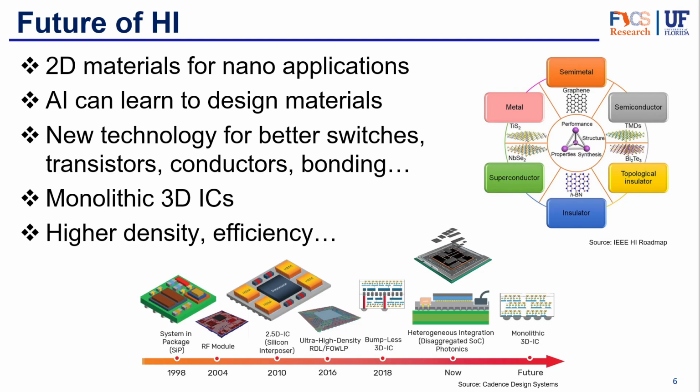And then finally, as always with technology and with packaging and ICs, with new times and better technology, we achieve a higher density of interconnections, density of transistors, density of chips, density of functionality, and all of these lead to higher efficiency, higher bandwidth, and better performance. So that's kind of what we can expect from the future of HI.